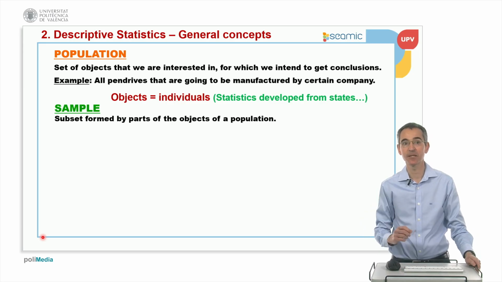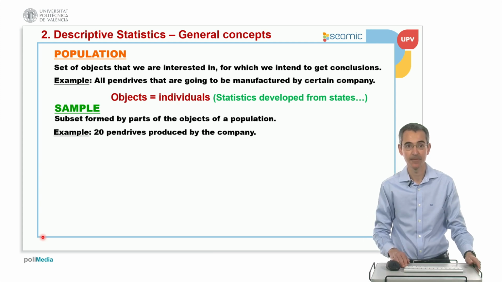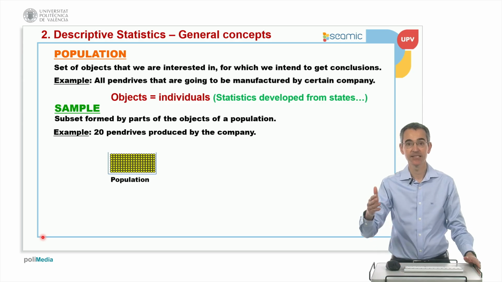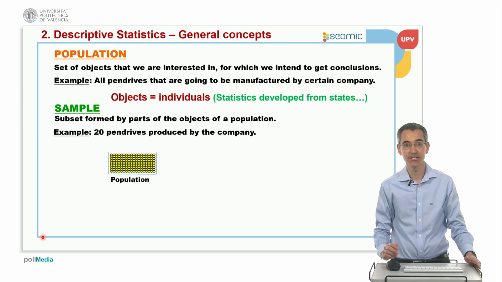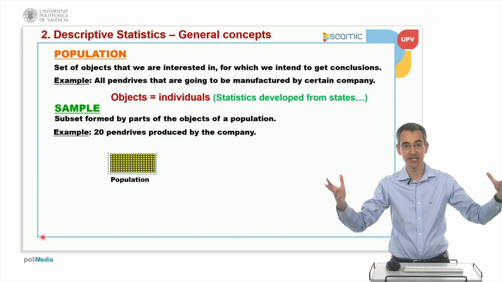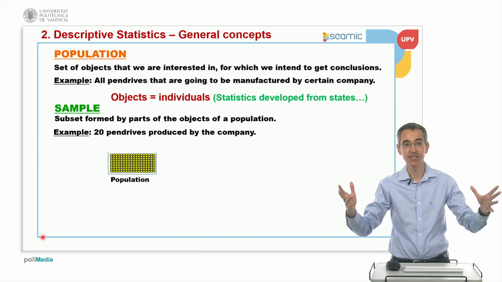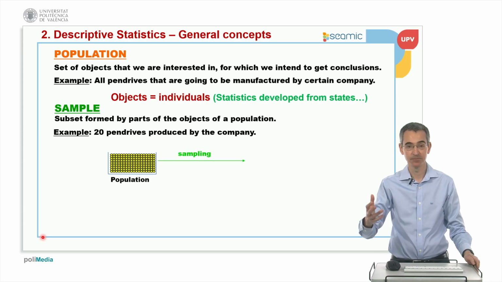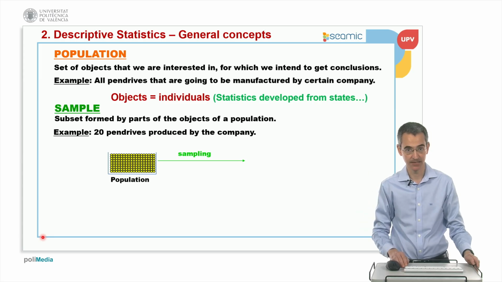A sample is a subset formed by part of the objects of the population. For example, we can take a sample, a set of 20 pen drives that are produced in this company. So here in this picture, we're showing that usually the population is very large, so that usually we don't have the information from all the individuals. So what we do is to get a sample. This process of taking a sample is called sampling.